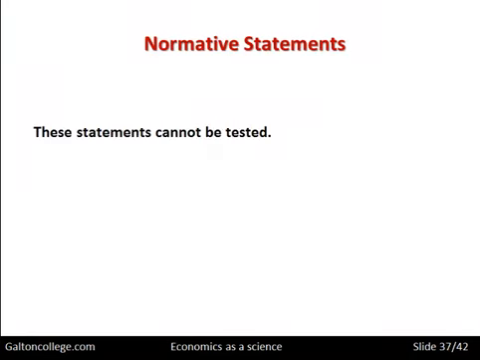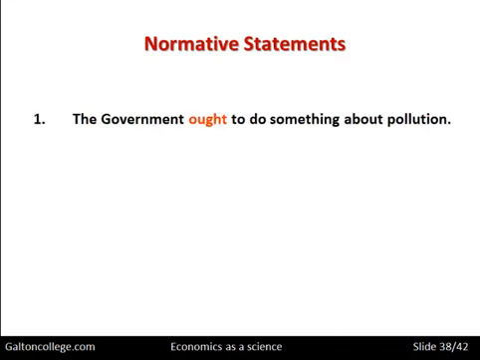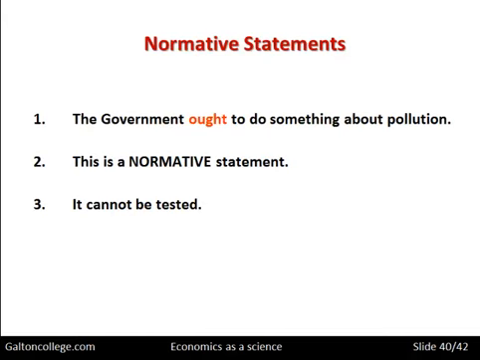Now the second type of statement is called normative statements. These statements cannot be tested. These statements are not subject to testing. The government ought to do something about pollution. That's my belief. It can't be tested. It's my political belief, let's say. We can't test it. It's in my head. It's a belief. It's a normative statement. So, it's not testable. It can't be tested. It's a statement of opinion. And that is our very brief introduction to economics as a science.